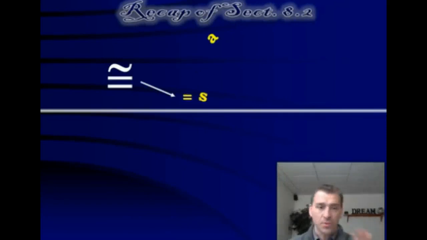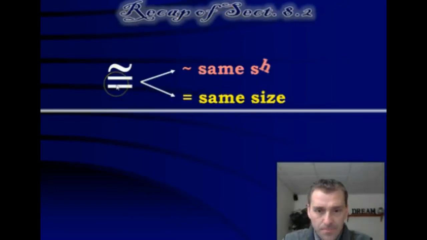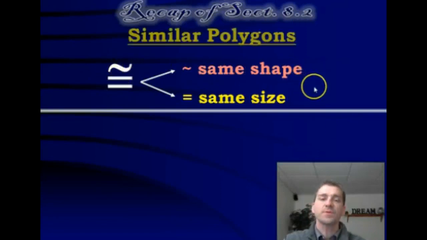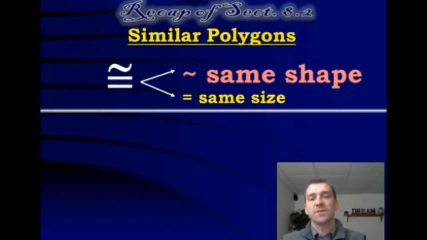Now, remember the congruent symbol. We talked about this, just again, a recap. This congruent symbol you break up into 2 pieces. You've got one up here that says same size. That's the equal sign. And this little squiggly thing means same shape. Remember, in this particular section, we are talking about similar polygons. More specifically, this section is similar triangles, but it means things that have the same shape.